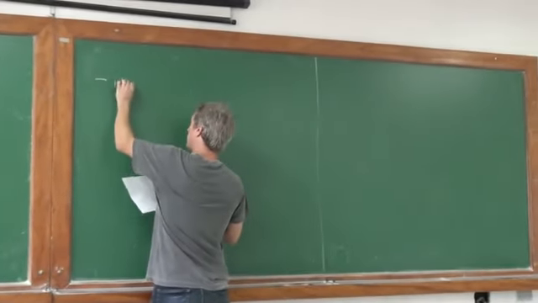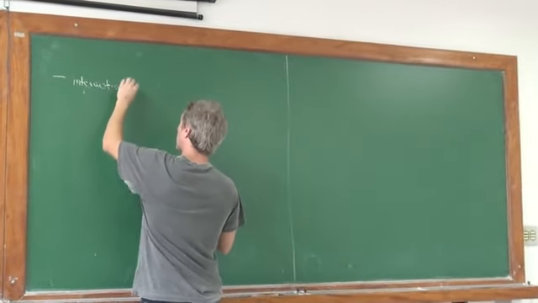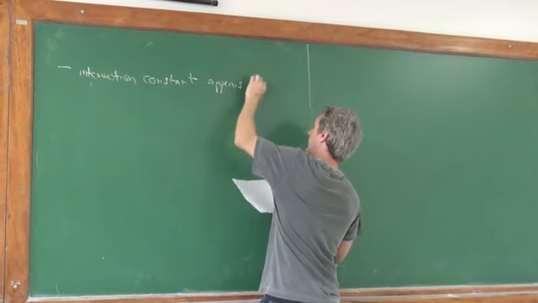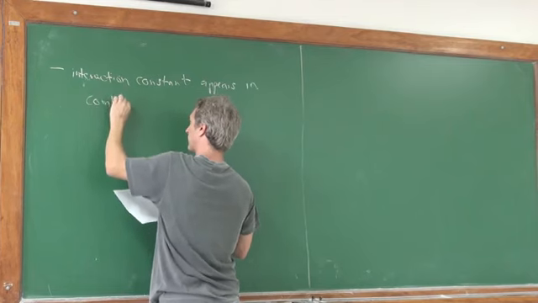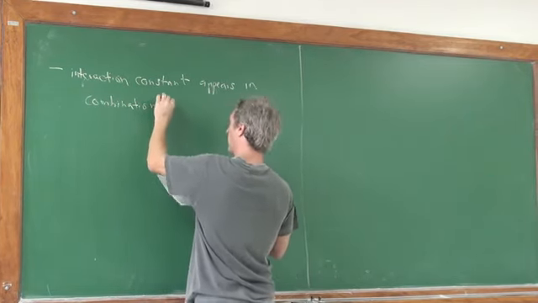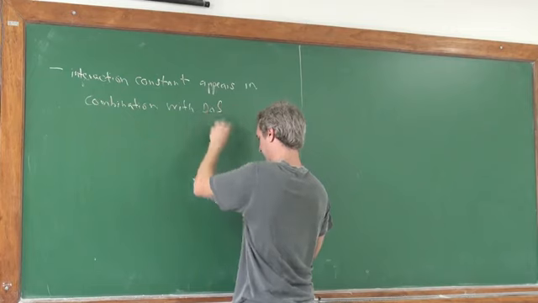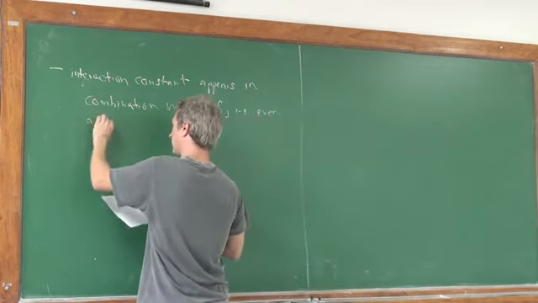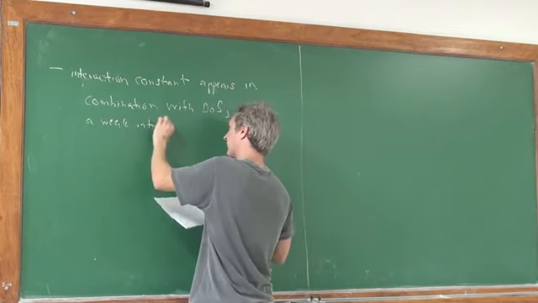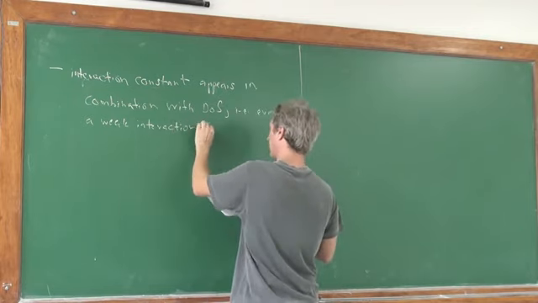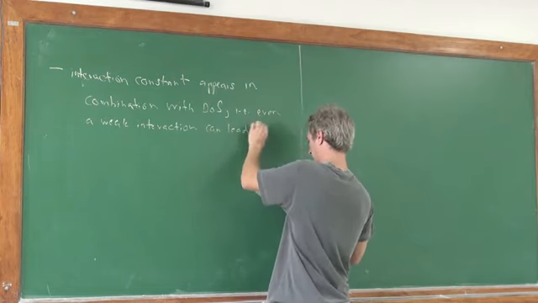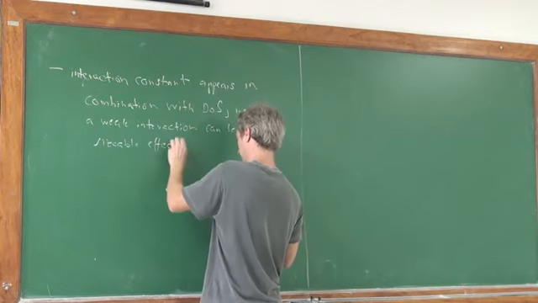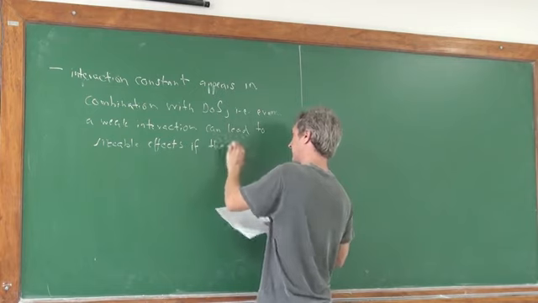So the interaction constant u appears in combination with the density of states, which means that even a weak interaction can lead to sizable effects if the density of states is only large enough.